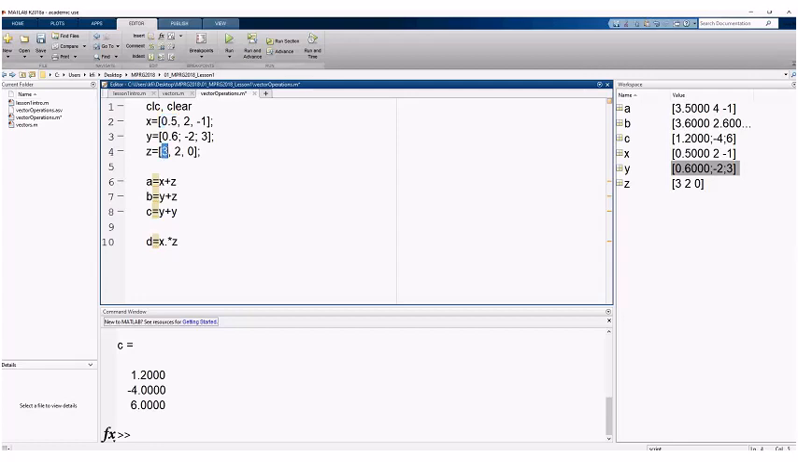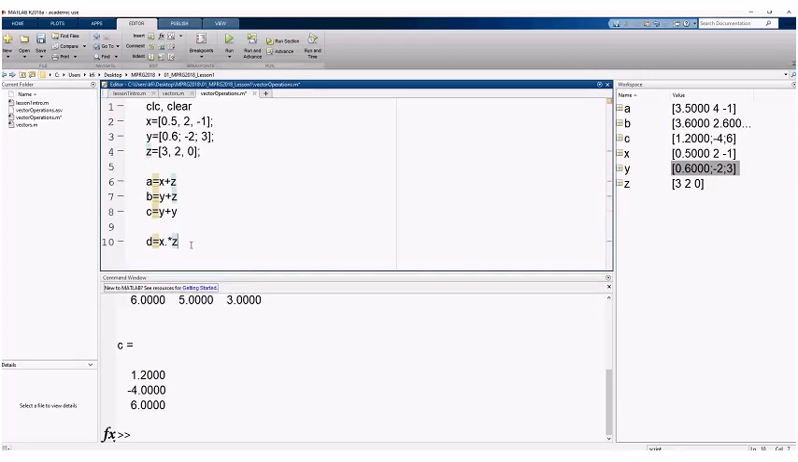this vector, second element of this vector by second element of this vector, and third element of this vector by third element of this vector, we have to use dot. Then the vectors will be multiplied element-wise. So let's run that.